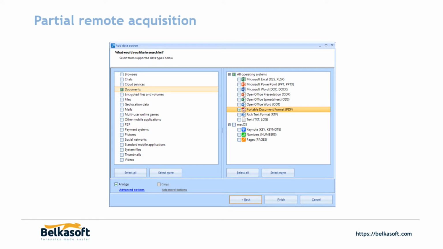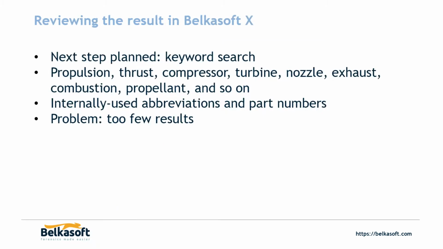Here we specify PDF only, but depending on your needs, you can also gather email, chats, documents of other types, browsing history, and even system files. For example, using Tor browser on an office computer could be a very suspicious thing to find.